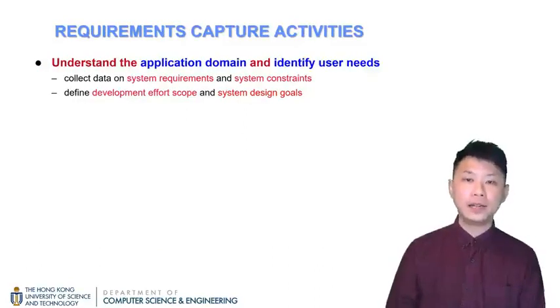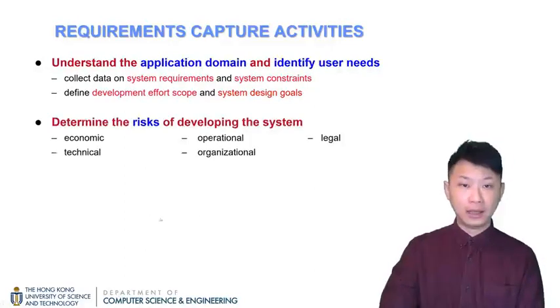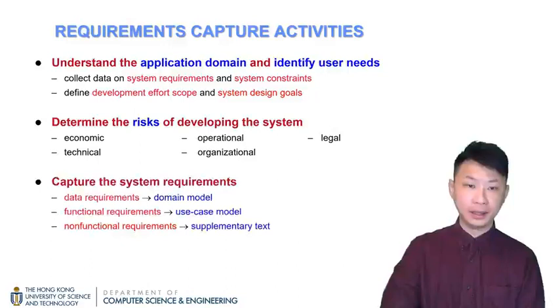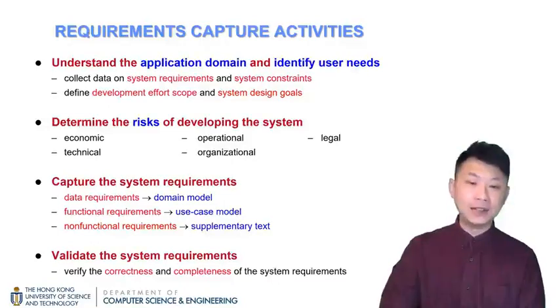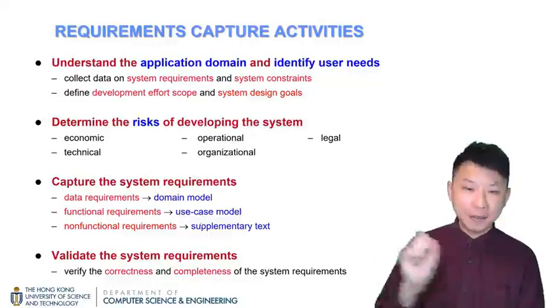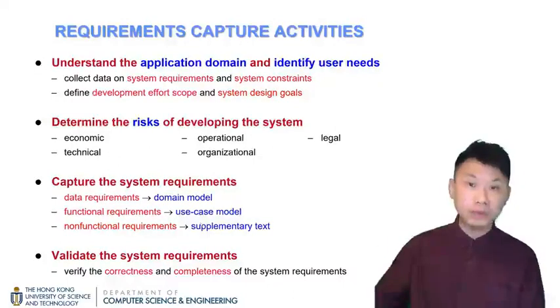And these are the activities that we have to perform when we capture requirements. First, we have to understand the application domain and then identify user needs. After that, you have to determine the potential risk of developing the system. And then you have to capture the system requirements in terms of a domain model, a use case model, and also non-functional requirements. And then finally, you have to make sure that the system requirements that you have captured are correct and also complete. Correct means you have captured all the requirements correctly. And complete means you have captured all the important requirements.